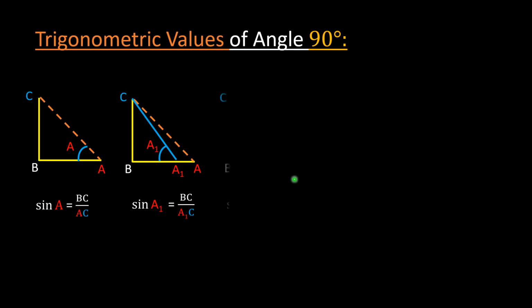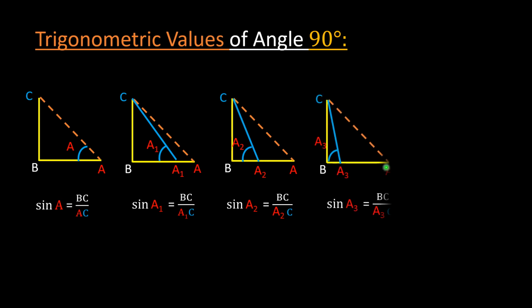In the next step, we increase angle BA1C to angle BA2C, which is A2, and we write sine A2 equals BC divided by A2C. In the next step, we increase angle BA2C to angle BA3C, which is A3, and sine A3 equals BC divided by A3C.